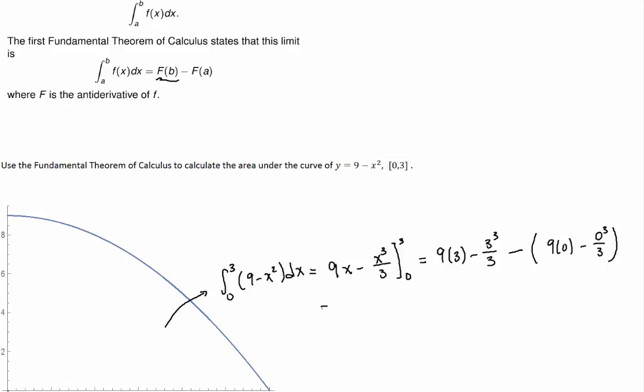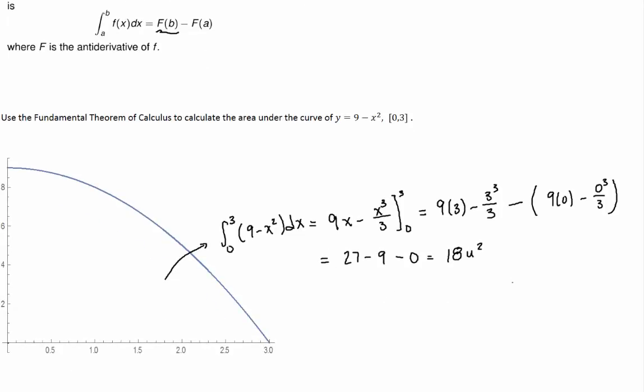And then you just evaluate everything. 9 times 3 is 27, minus 3 cubed, which is 27, over 3 is 9, and then minus, all this ends up being 0. I get 27 minus 9, which is 18, and I'm still going to write my units squared to indicate that we're considering an area.